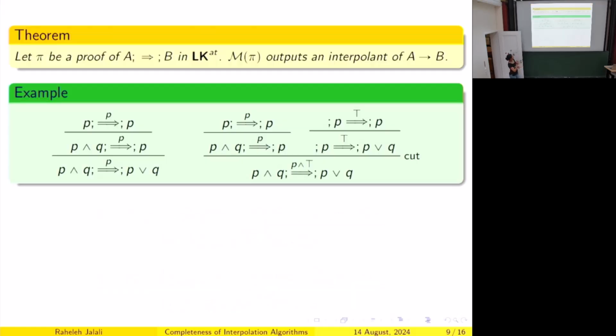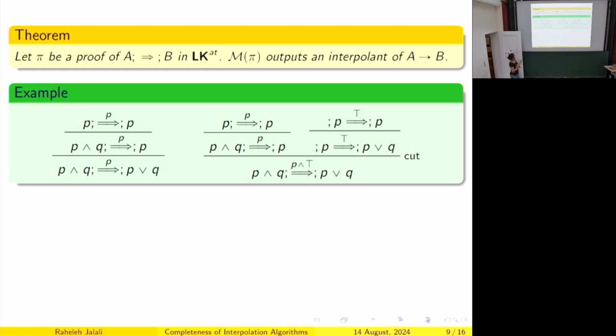And then what is the theorem? The theorem is: let pi be a proof of A, semicolon, double arrow, semicolon, B in LKF. Then the interpolation algorithm that we just mentioned, applied on pi, outputs an interpolant for A implies B. So you wanted to find an interpolant for A implies B. What we do is put A on the left-hand side of the semicolon, B on the right-hand side of the semicolon, find a proof, and start from the leaves and compute the interpolants up to the conclusion. So this is the theorem, and is this clear?